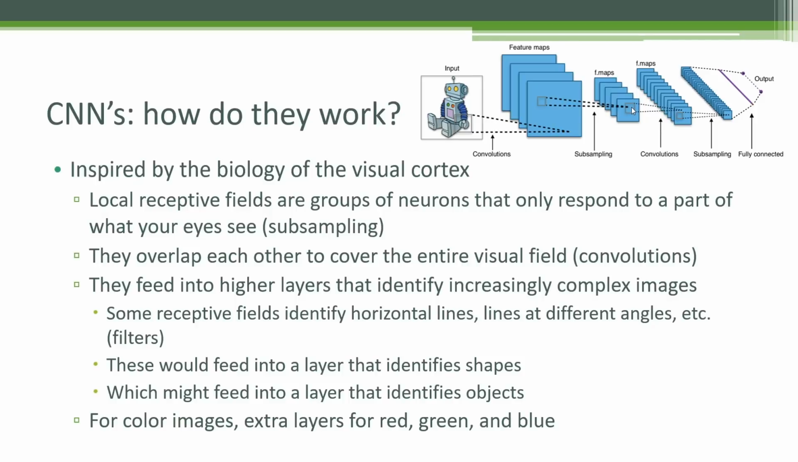And that might feed into a layer above them that would then assemble those lines that it identified at the lower level into shapes. And maybe there's a layer above that that would be able to recognize objects based on the patterns of shapes that you see. And then if you're dealing with color images, we have to multiply everything by 3 because you actually have specialized cells within your retina for detecting red, green, and blue light. And we need to assemble those together as well. Those each get processed individually too. So that's all a CNN is.